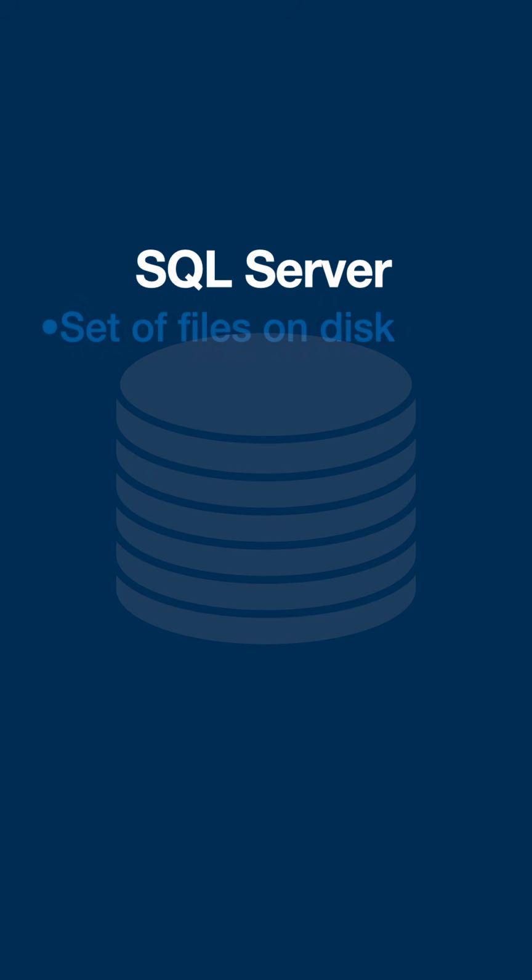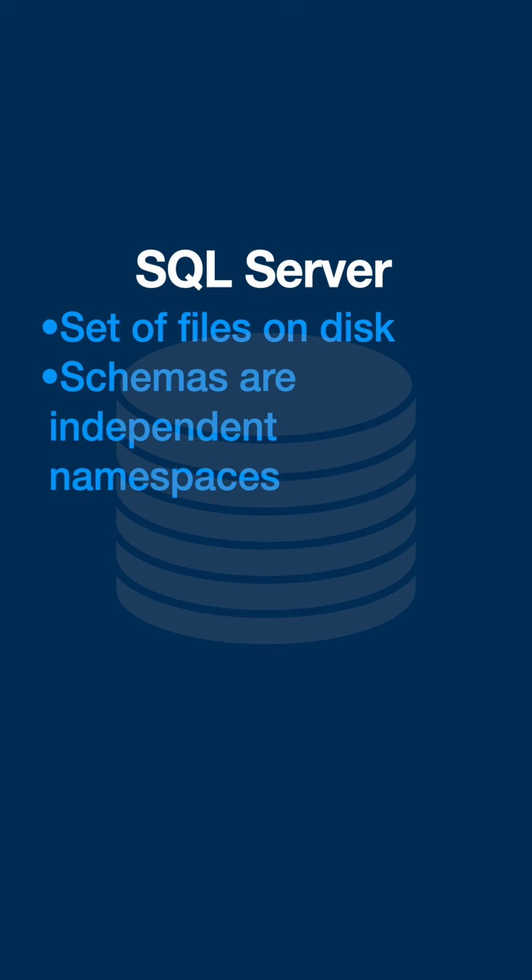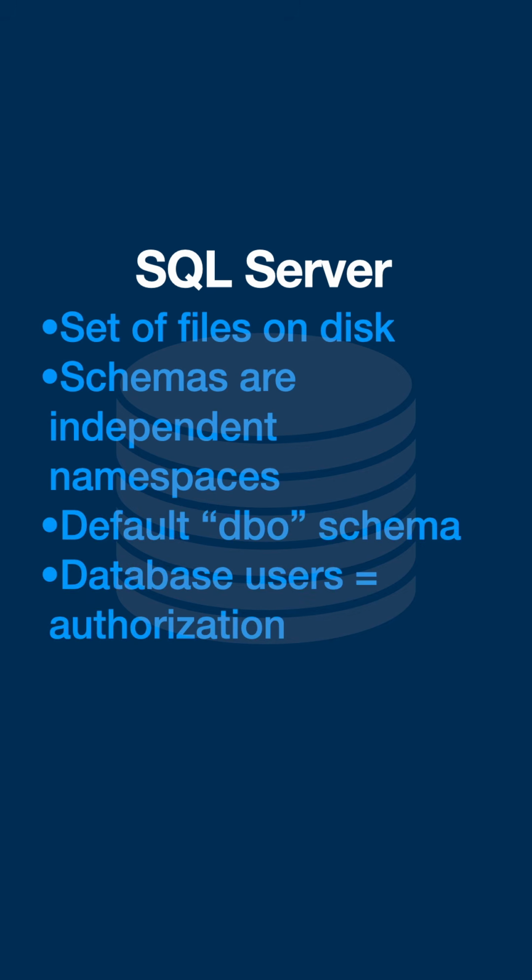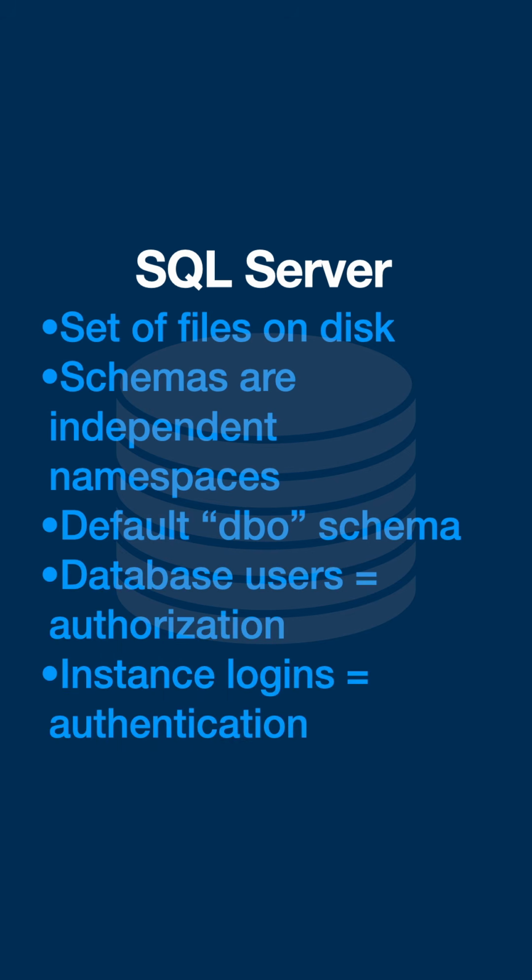In SQL Server, things are a little bit different. You still have a set of files on disk. In this case, the schemas are also independent namespaces, not tied to a user, but it also implements a default schema named DBO for DB owner. The typical layout for SQL Server is to have authorization defined at the database level with a user, and authentication defined at the instance level with a login.